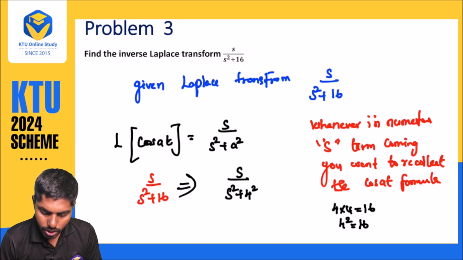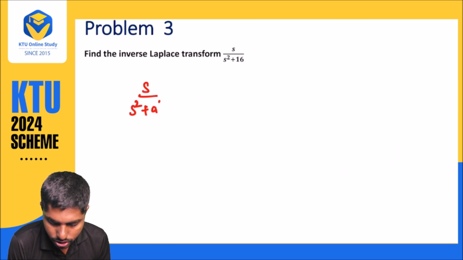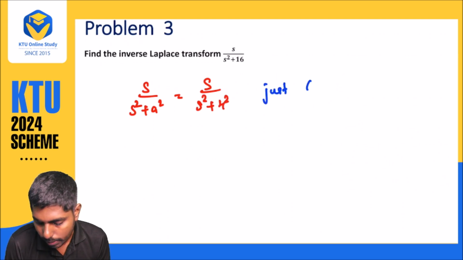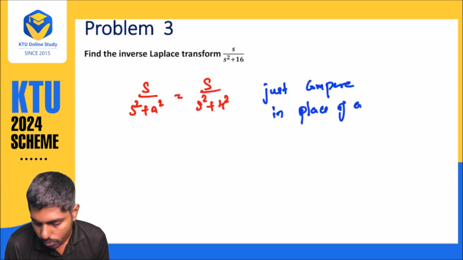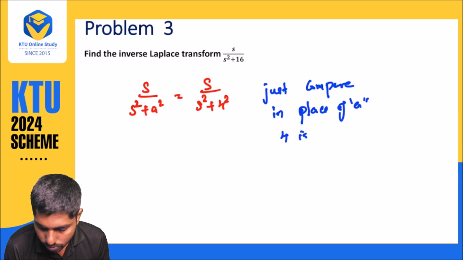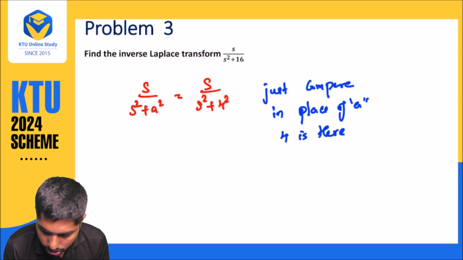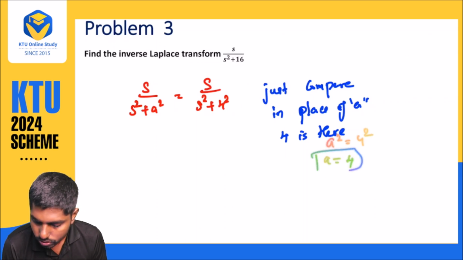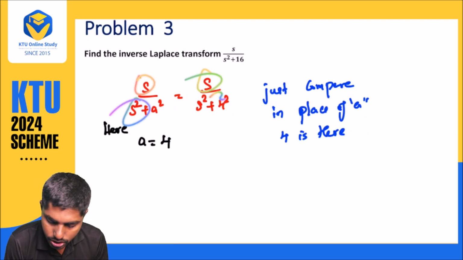So now compare both. Now comparing: x divided by x square plus a square is equal to x divided by x square plus 4 square. Just compare. In place of a, what is there? In place of a, 4 is there. Here a is there, here a is there. So in place of a square, they are giving 4 square. So a is nothing but 4. So from here we can say our a is equal to 4. In place of x, x is there. In place of x square, x square is there.